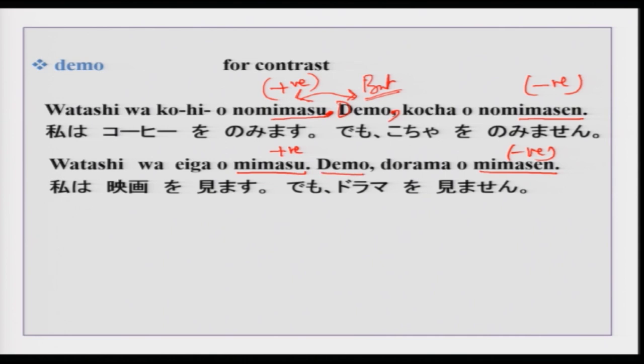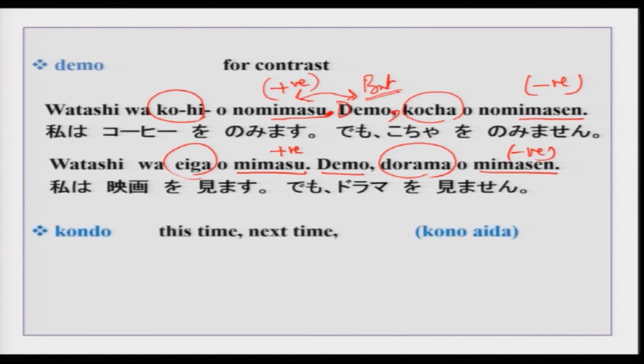So, another thing you will notice over here is that you have to compare similar things. Please remember, not one thing from here and one thing from somewhere absolutely different without any connection. So, always in such sentences, the things that you are comparing or the things that you are talking about by using demo, showing contrast, need to be similar.